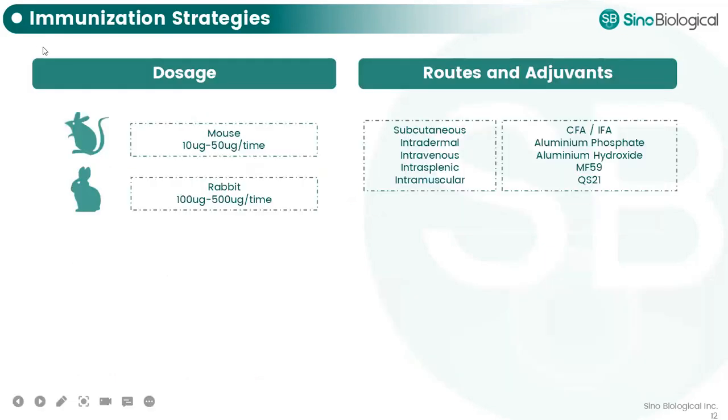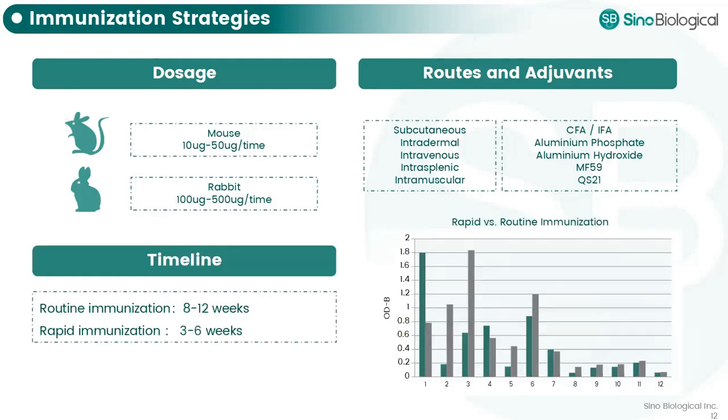For the immunization strategies, we can also consider the dosage, routes, and adjuvants. For different animals, different species, we will use different dosages and injection times. There are also multiple routes you can choose to boost the immune response. For the adjuvants, usually we use CFA. This is a very common adjuvant used for immunization.